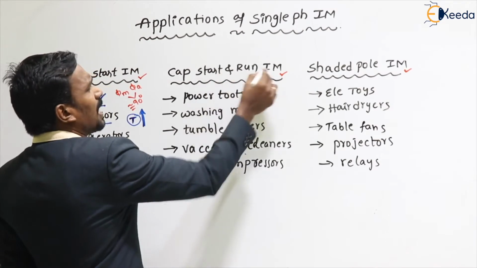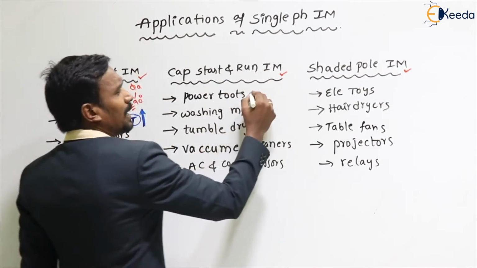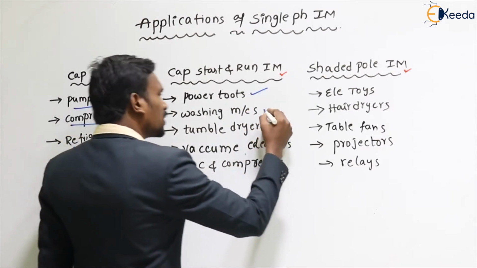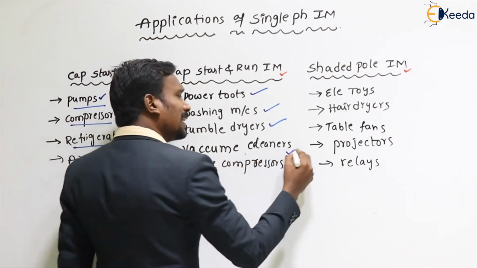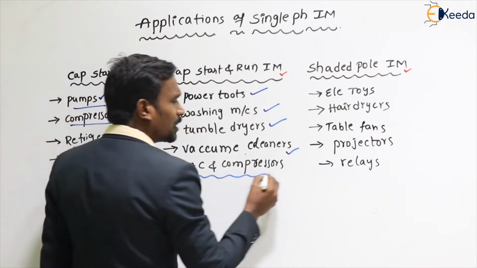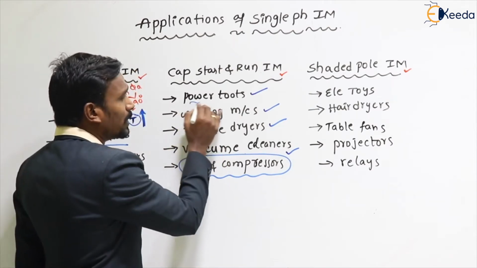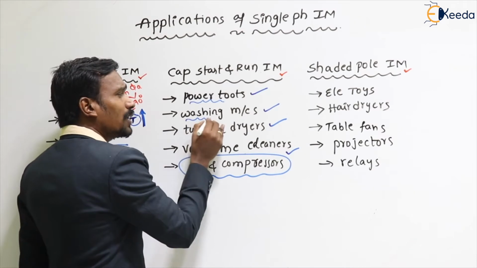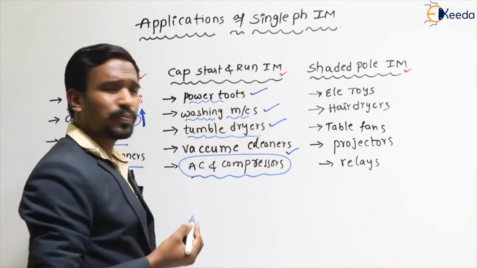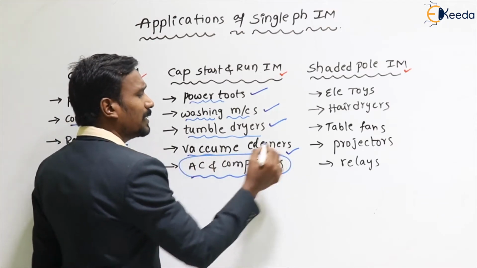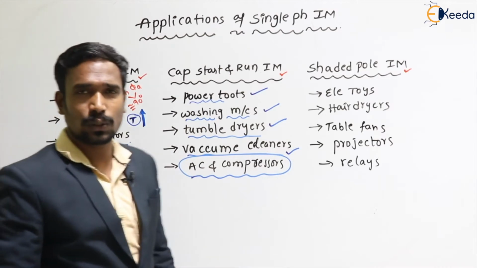And capacitor start and capacitor run induction motor, generally these are used for power tools, washing machines, tumble dryers, vacuum cleaners, and air conditioners and compressors also.